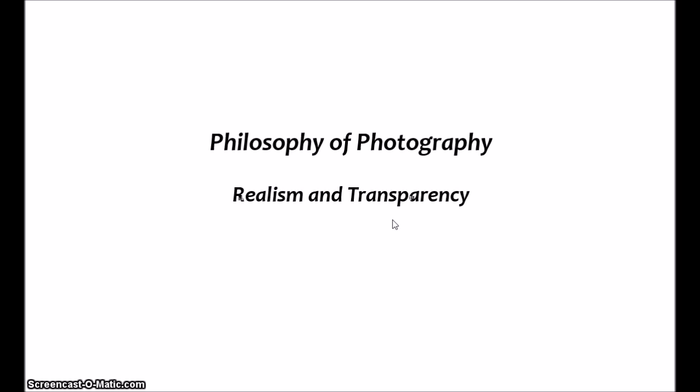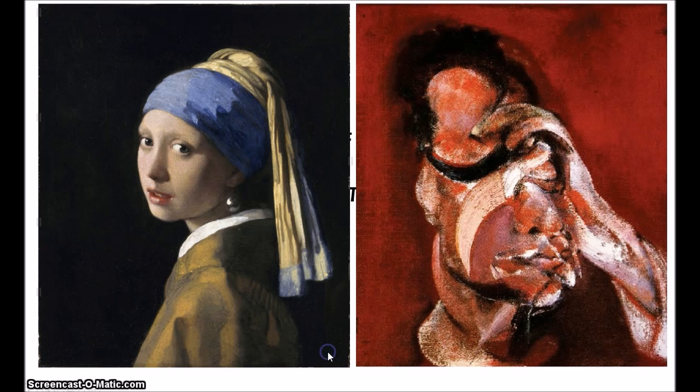We can call this style realism, and this is the sense in which this painting is more realistic than this painting. That's Vermeer and that's Francis Bacon. Now, obviously, photography can offer a maximum amount of style realism. Any standard photograph, even a photograph that you take with a cheap camera, will be more style realistic than what most painters could achieve.